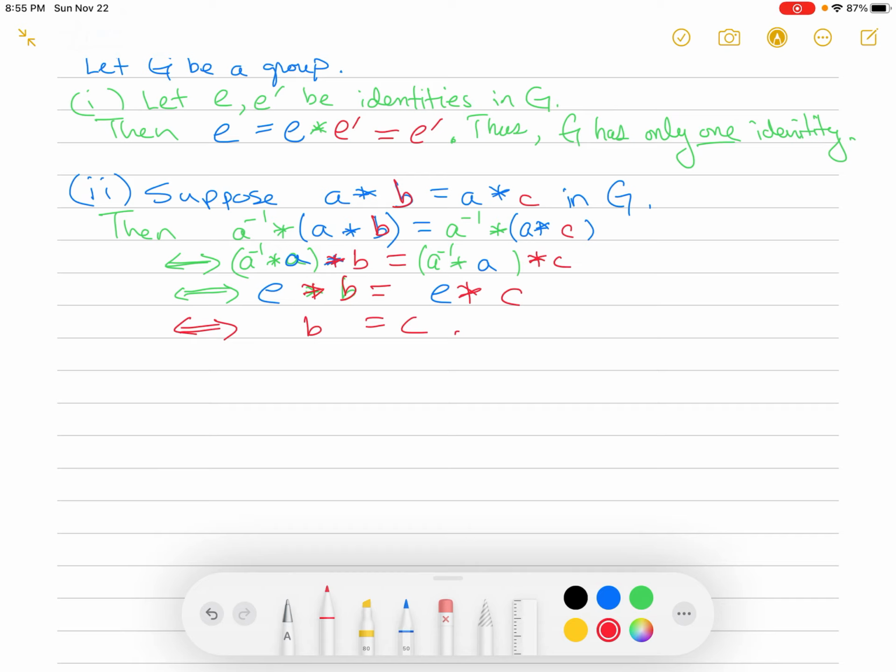Similarly, right cancellation holds in G. You can do the same thing. I'm not going to go through it, I'm just going to say similarly. I think we've already done that. All right, let's do number three.